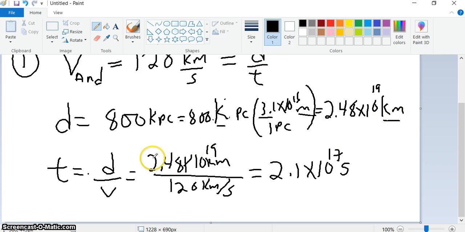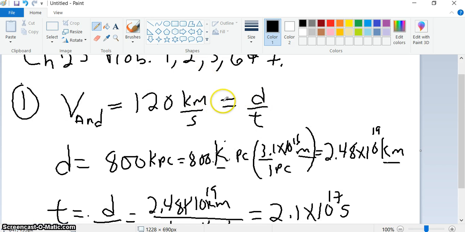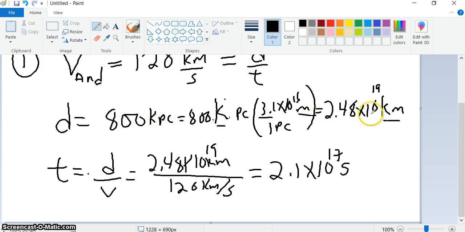Once you have that, you rearrange the equation, right? D over T is equal to 120 kilometers per second. Since we have D in kilometers and the velocity is in kilometers per second, the time is going to be the distance divided by the velocity, right? Because the velocity is not changing.